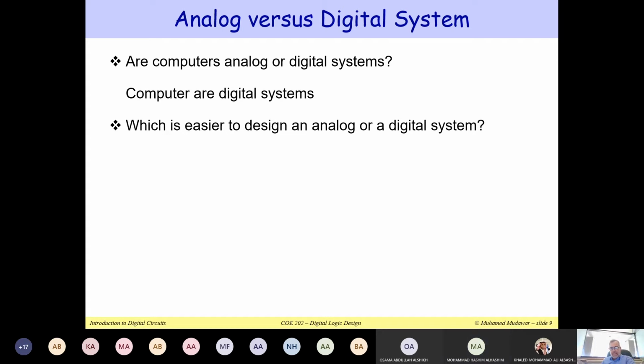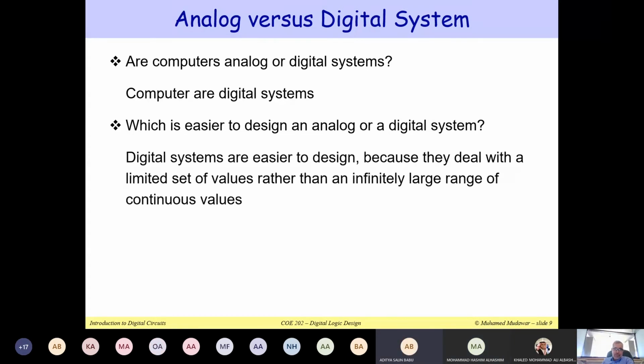So do you think that which is easier to design, an analog system or a digital system? Which one is easier? Digital. Digital, yes, of course. Digital systems are a lot easier to design, because they deal with a limited set of values rather than an infinitely large range of continuous values. So for this reason, digital systems are easier to design.